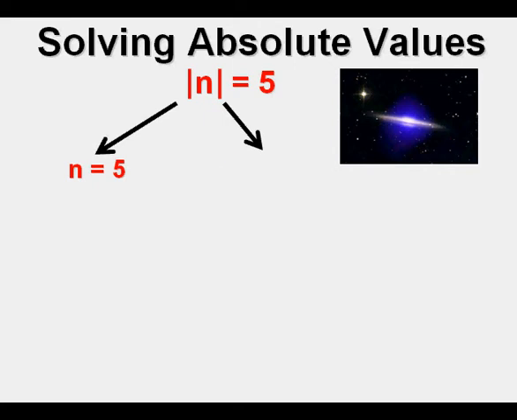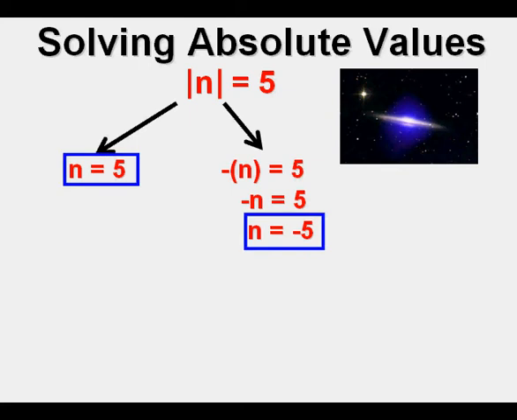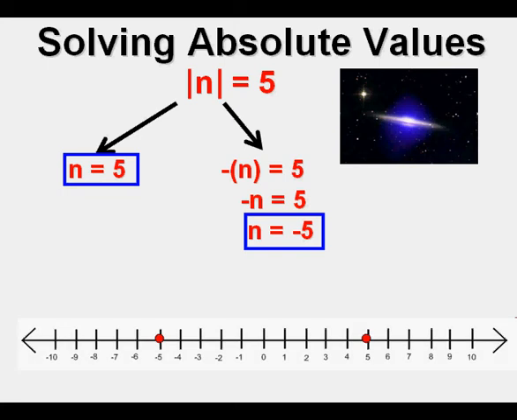For the second equation, our alternate universe, we replace the absolute value brackets with parentheses, then put a negative sign in front of the opening parentheses. We solve the equation by distributing the negative sign to the term inside the parentheses so we can remove the parentheses. To finally solve, we divide both sides by negative 1 so that n equals negative 5. We box in our answers. Here are the solutions graphed on a number line.